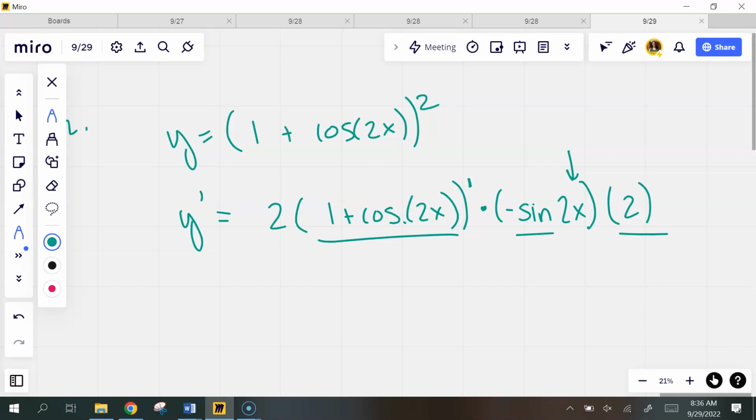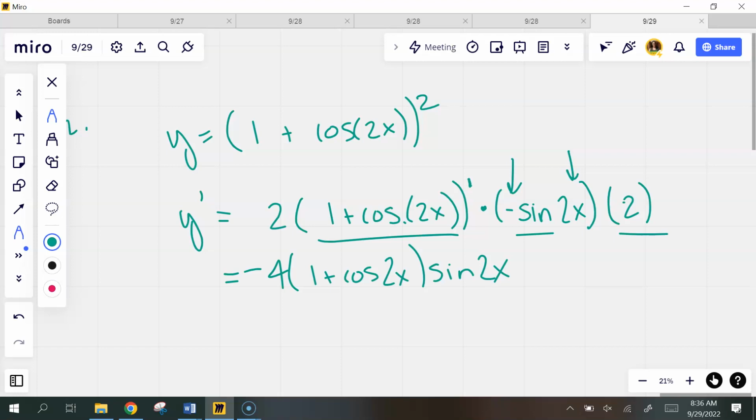Sure. Shy of making this 4 times. There's not much else you can do with that. Because this was negative sine. Or cosine things.